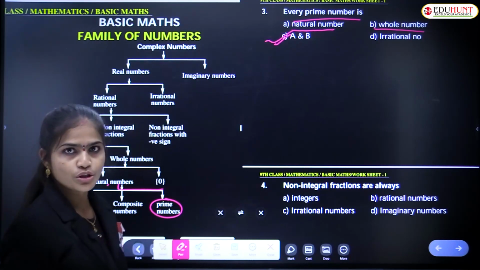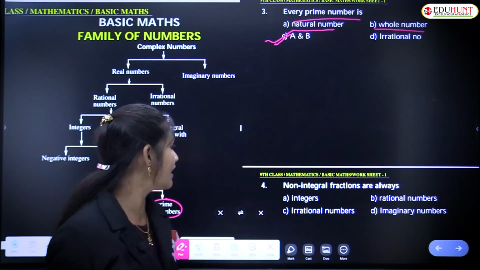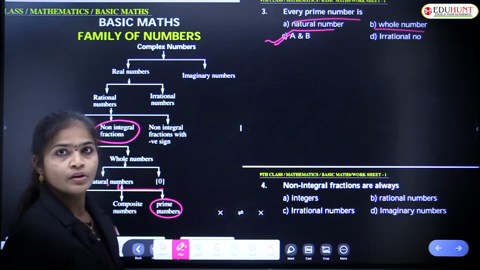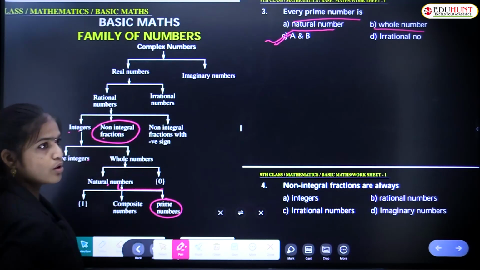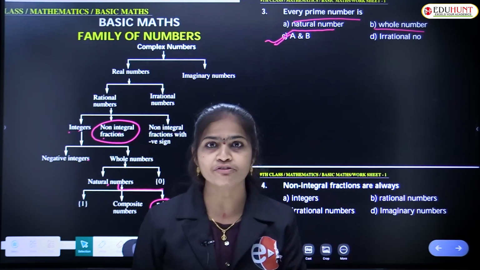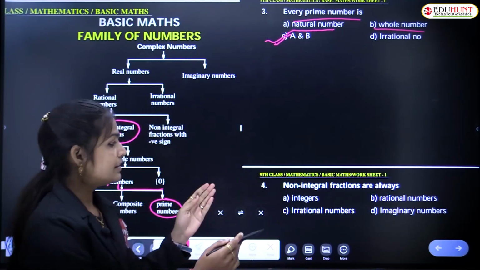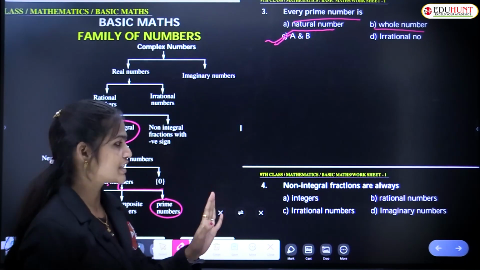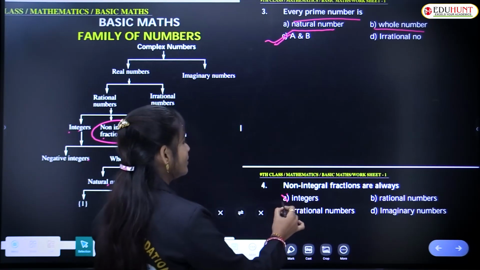Let us see the fourth question here. What is that? Non-integral fractions are always what? So where can we say non-integral fractions? Okay, where can we say integers? Integers are separate from non-integral fractions. Non-integral fractions are nothing but fractions, a by b form. We know that integers are not in that a by b form, right? So that's why integers are separate from, or differ from, fractions. So that's why this option is wrong.